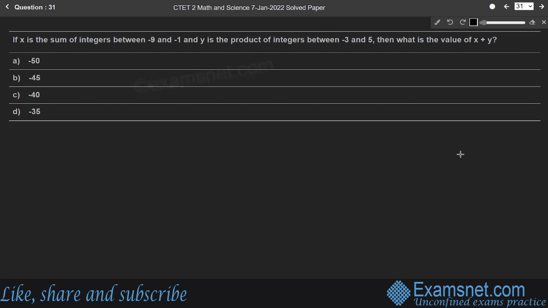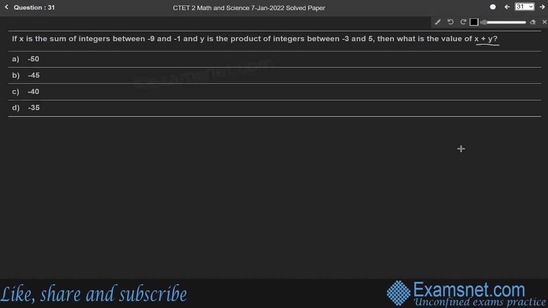Question 31. If x is the sum of integers between -9 and -1 and y is the product of integers between -3 and 5, then what is the value of x plus y? Here, integers between -9 and -1 are -8, -7, -6, -5, -4, -3 and -2.